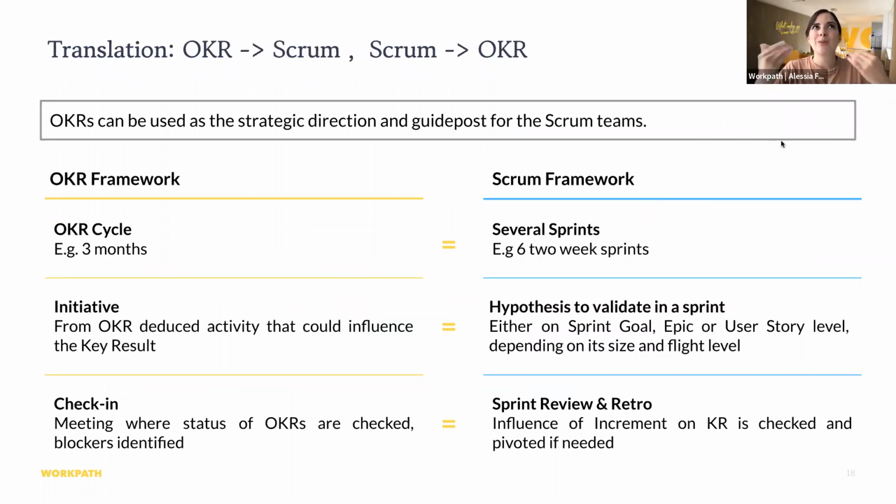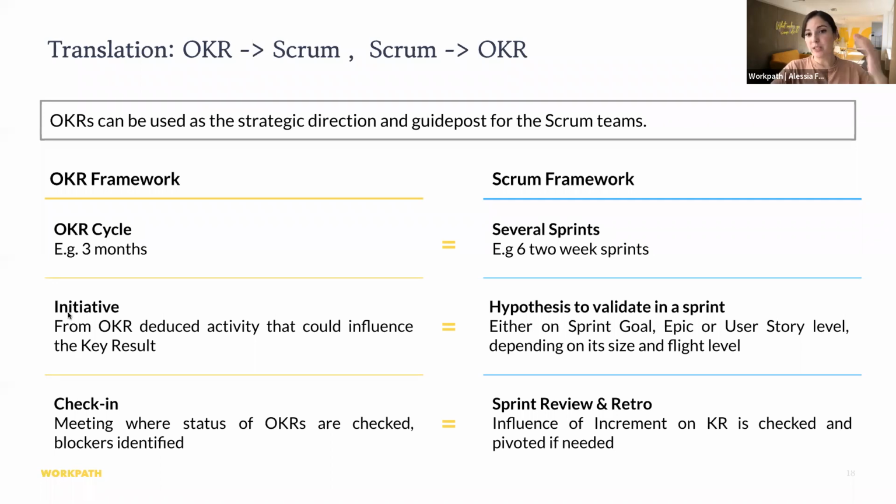Just giving a bit of a translation of OKRs to Scrum. So this is an example as well. It might be that your sprints are longer, or that you see this differently. But one example of how the OKR cycle relates to sprints is that one OKR cycle of maybe 3 months will have 6 two-week sprints within it. I have a visualization of that in a second.